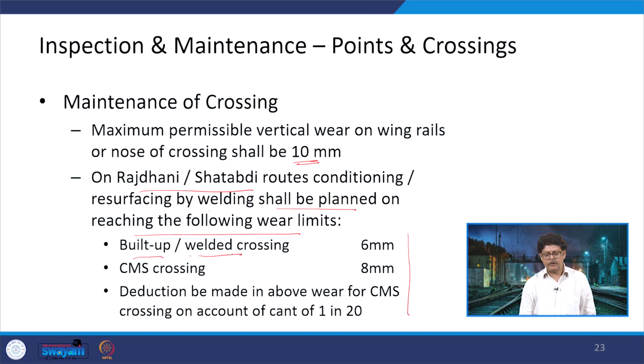In the case of built up or welded crossings, we talked about the various types of crossings. So, there we said there is a built up crossing, there is a combination of a built up another crossing, then CMS crossing. That is what we are discussing here. In this case, for a built up crossing, the limit is 6 mm, but for CMS crossing it is 8 mm. And deductions need to be made in the above wears for CMS crossings on account of the cant of 1 in 20. Because of the cant of 1 in 20, there will be some movement. That movement which is coming within the wear area, if you are calculating in that form, needs to be removed. So, that deduction of D will be there.